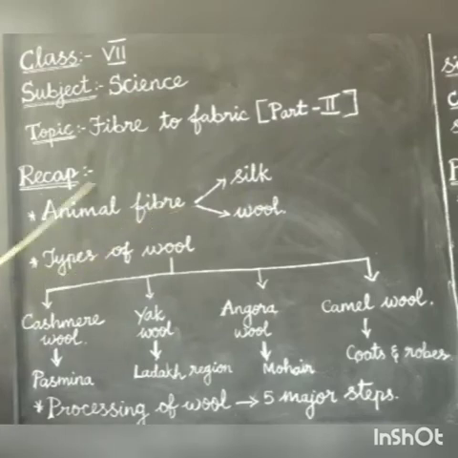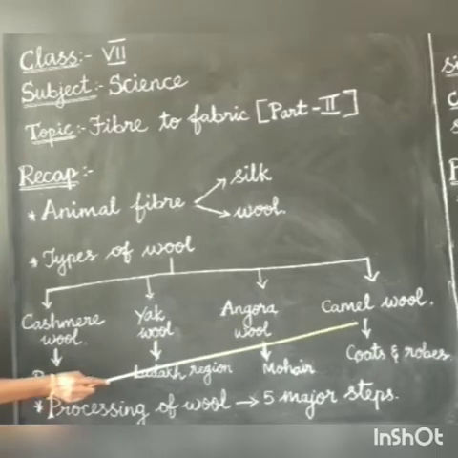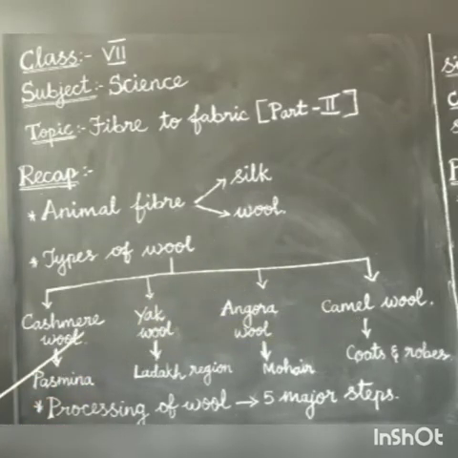There are different types of wool: Kashmiri wool, Yak wool, Angora wool and camel wool. First we see Kashmiri wool. Kashmiri wool is obtained from Kashmiri goats. This wool is also known as Pashmina.